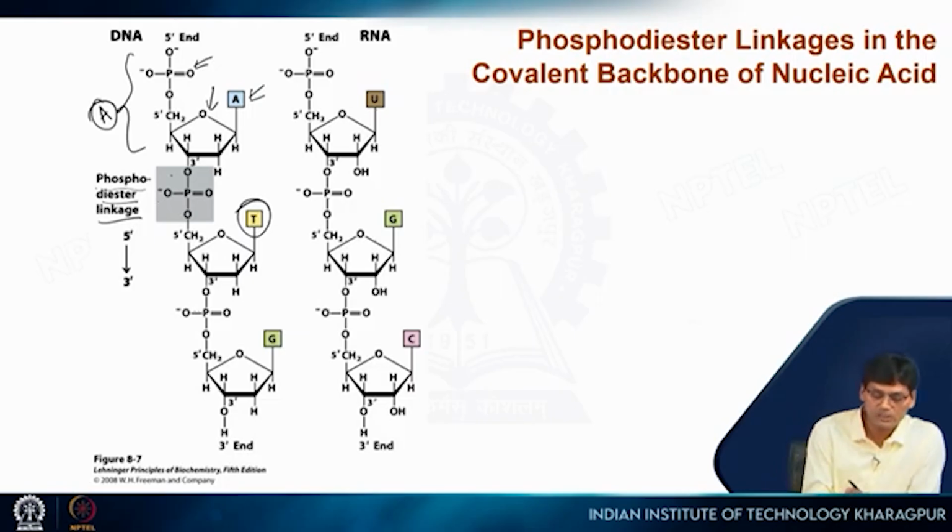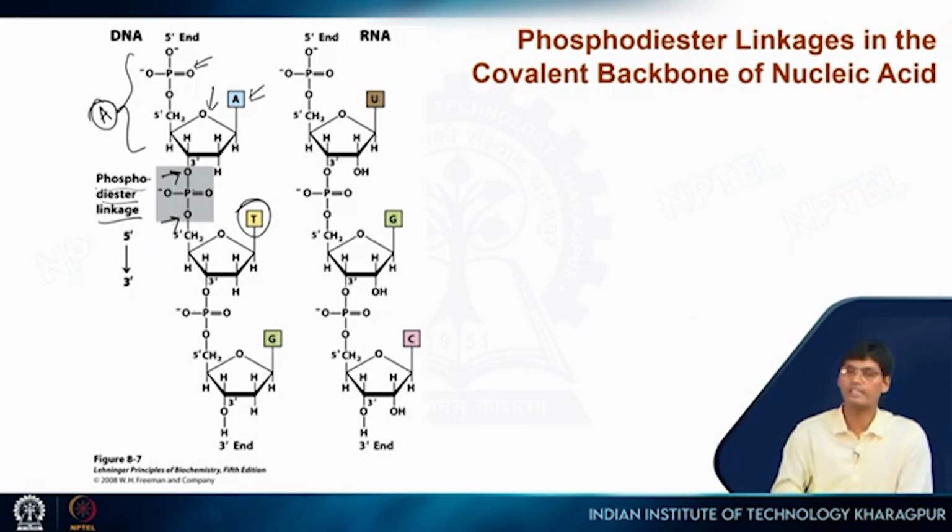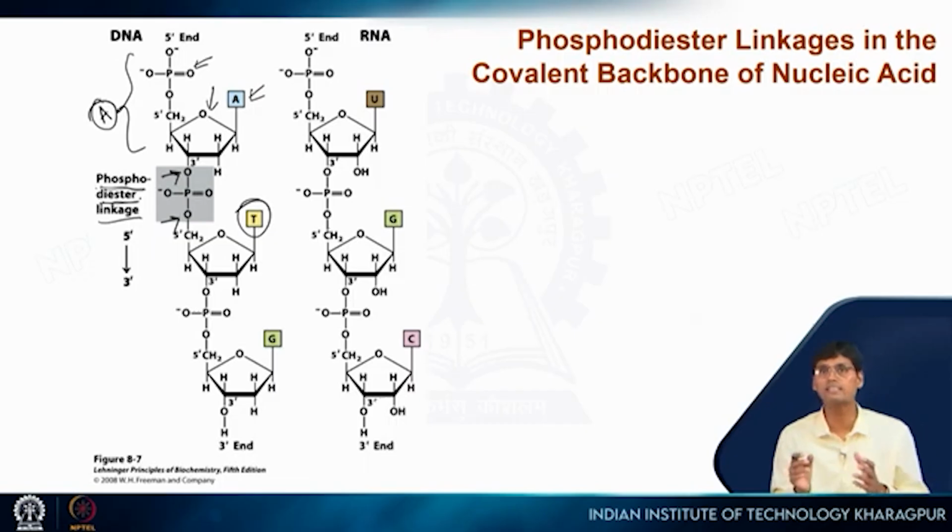So if you see, this is one ester bond and another ester bond, and it's with the phosphate group. So that's why the term is called phosphodiester, two ester bonds present here, phosphodiester bond. So nucleotides are attached by phosphodiester bonds to make the polymer.